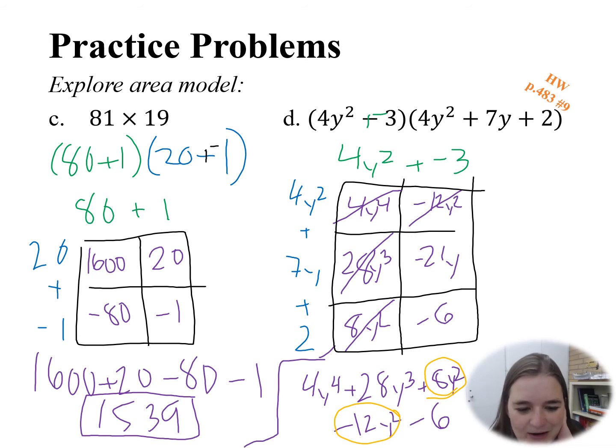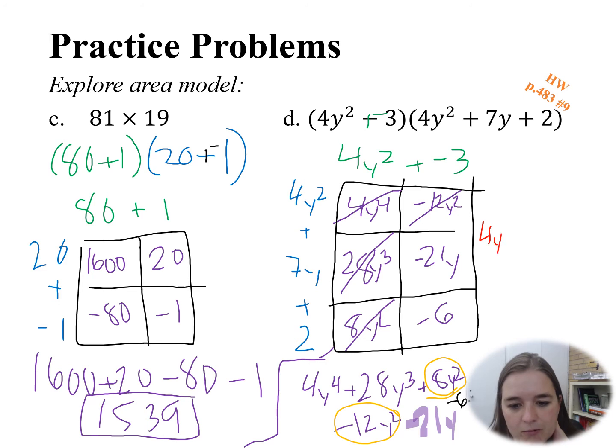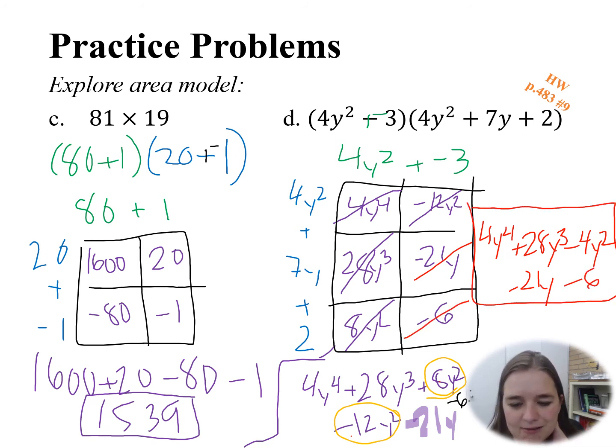When I get to this step here, I've crossed off most of the pieces. I have that minus 12y squared. Then I need to have minus 21y and then minus 6. Because my head's in the way, we will still rewrite it. Now that I have each piece written out, I can see that my final answer will be 4y to the power of 4 plus 28y cubed minus 4y squared, because I had a positive 8y squared and a negative 12y squared, minus 21y minus 6. I need to make sure that I have each piece in my final answer.